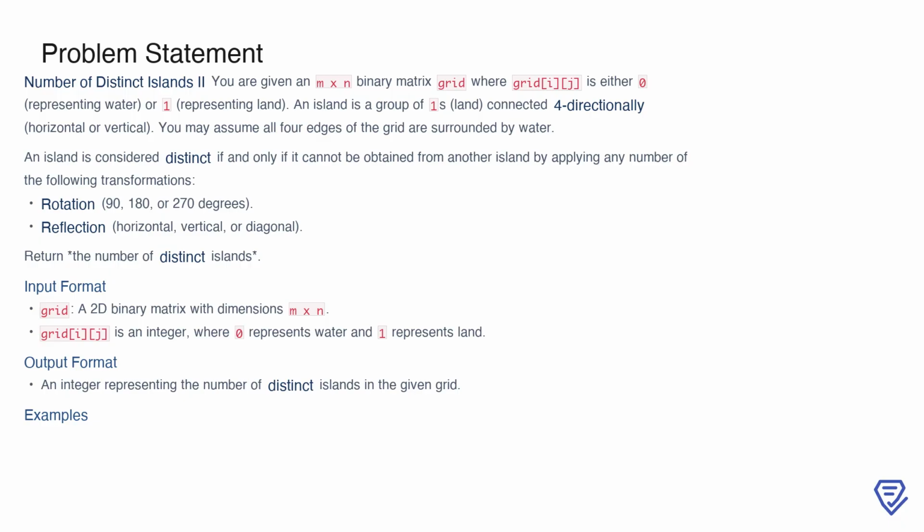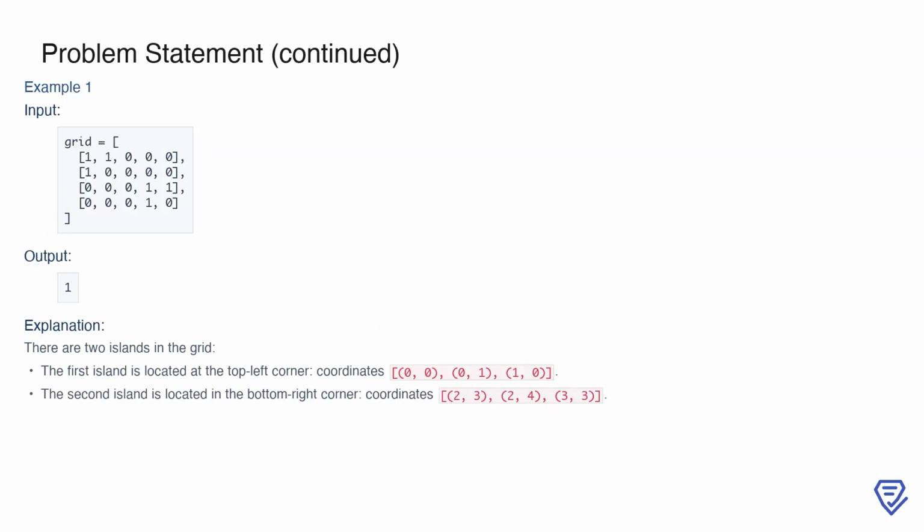Now, an island is considered distinct only if its shape cannot be transformed into another island's shape by applying any combination of rotations 90, 180, or 270 degrees, or reflections, such as flipping horizontally, vertically, or diagonally. Our objective here is to determine how many unique island shapes exist in the given grid, accounting for these transformations. The input to the problem is the 2D binary matrix grid, and the output is an integer representing the count of distinct islands. Let's look at an example to understand this better.